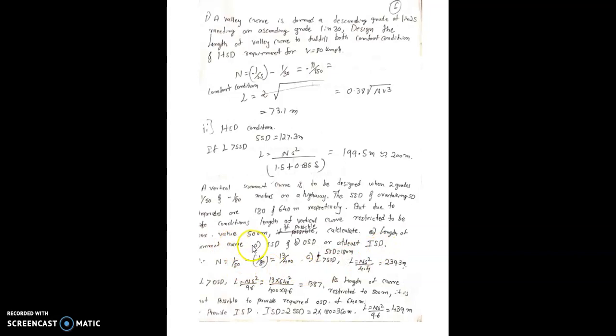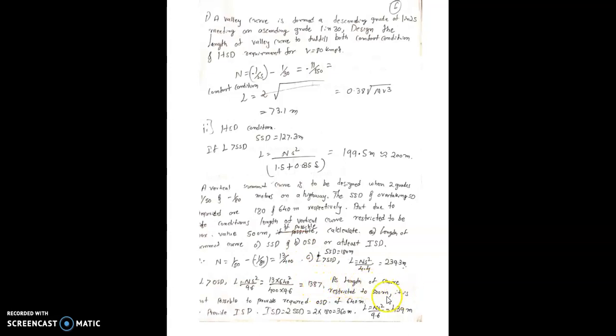First, we will calculate for SSD. SSD is 180 meters. We will assume L is greater than SSD. How much we will get? 239 or 240 meters. The condition is satisfied. But the length available is 500 meters, so still we can go. L is greater than OSD, I will assume. I get 1387. The assumption is correct because OSD is 640 meters, but I am getting the length 1387.